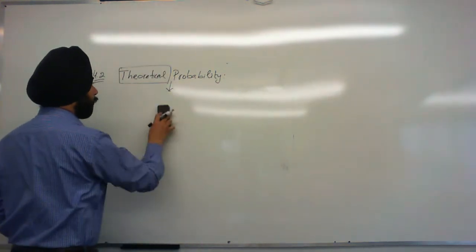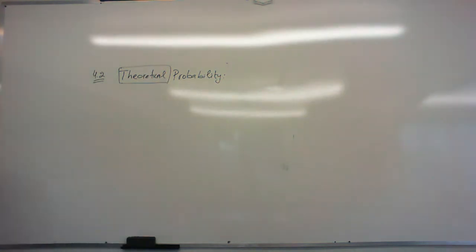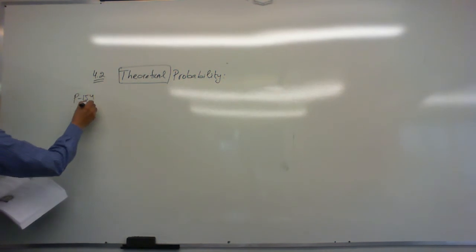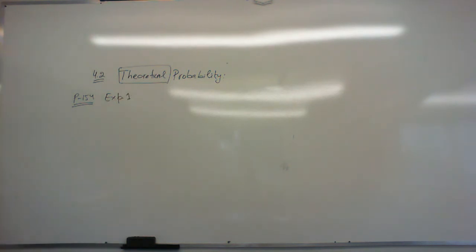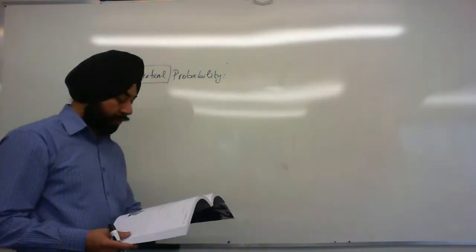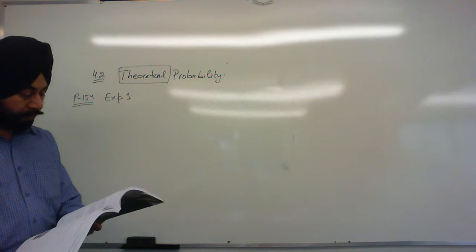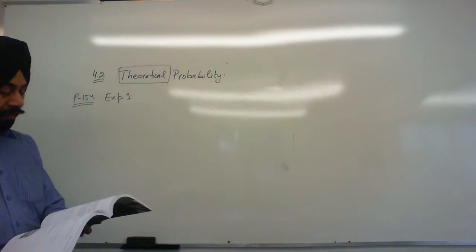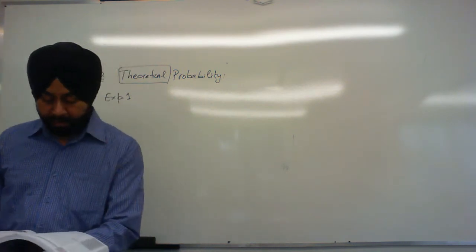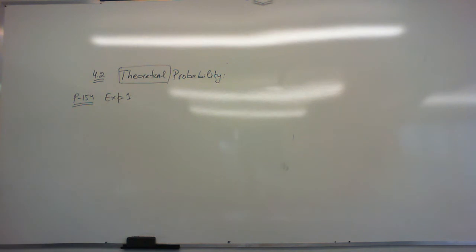Okay, so let's look at the examples in this chapter. Look at the first example on page 154. This is page 154, example 1. If you draw a card at random from a standard deck of 52 playing cards, what's the probability that it will be one of the following cards? Part A is a heart, part B a black jack, and part C a card other than a diamond.